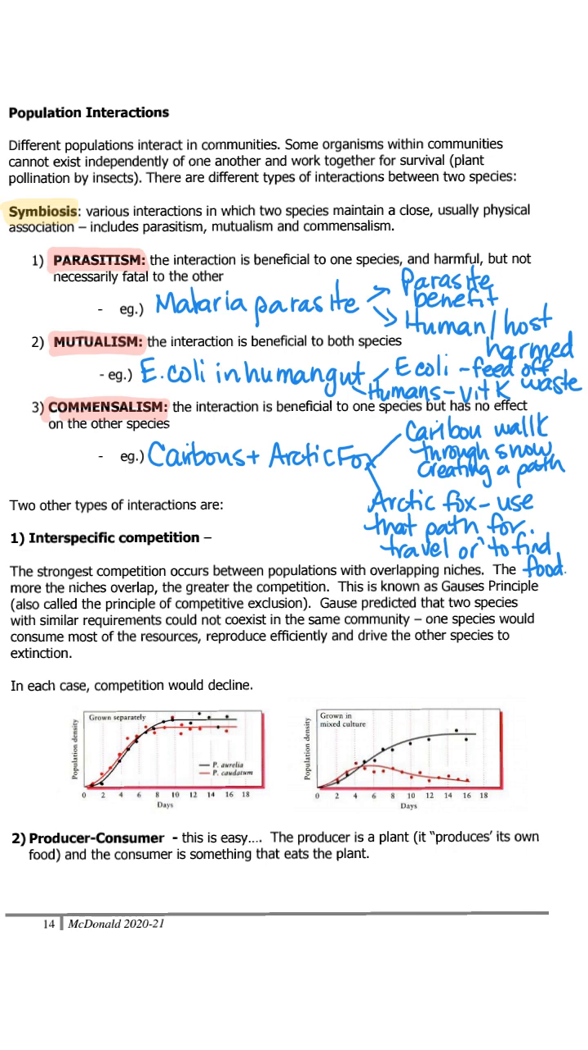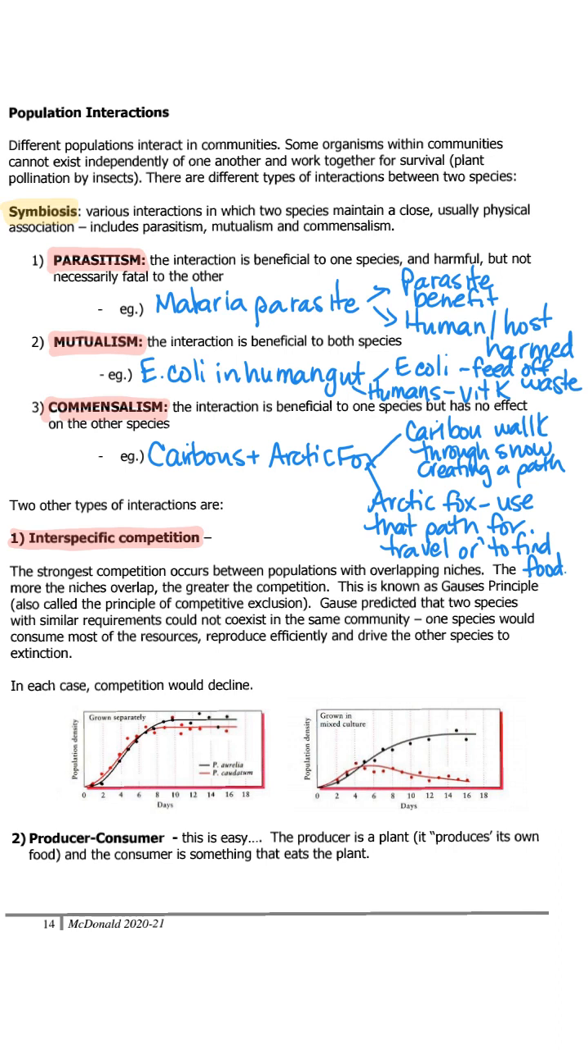Other general types of interactions that we need to understand are just general interspecific competition. So like I said in the other video, intra means within, inter means between species. And when we look at the situation between two species, if they have overlapping niches or roles in their community, that's where you're going to find the strongest competition. And so Gauss was a person who came up with the principle of competitive exclusion, that it doesn't matter if they share the same niche.